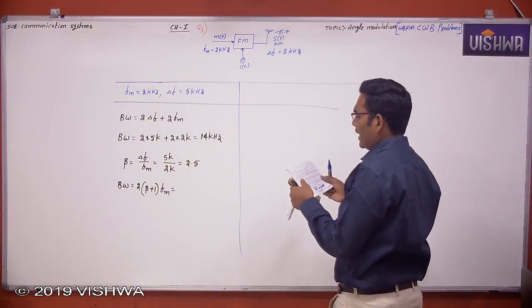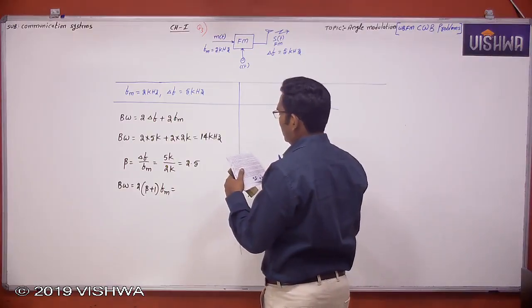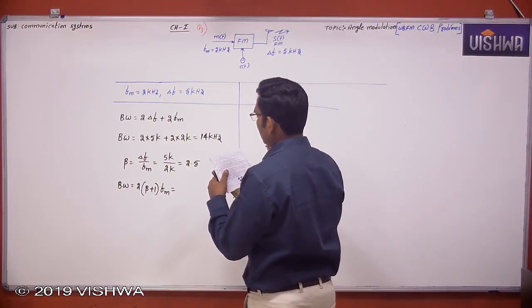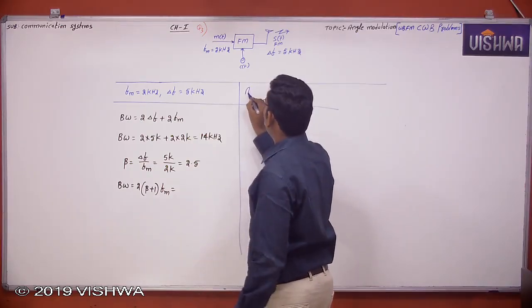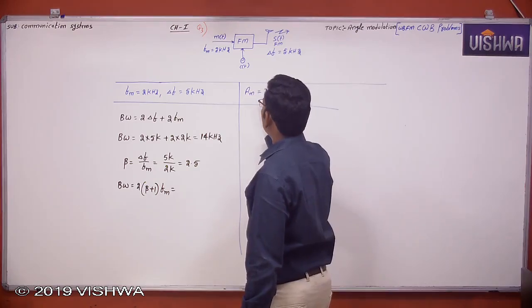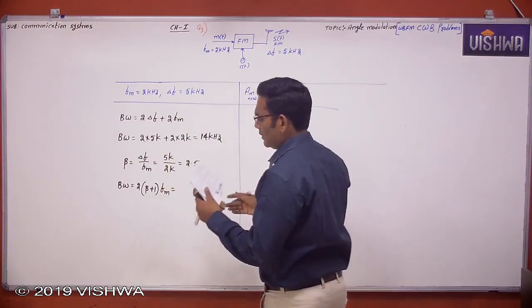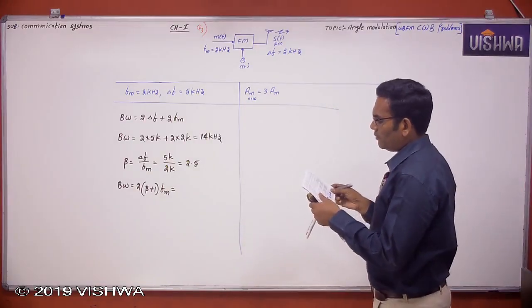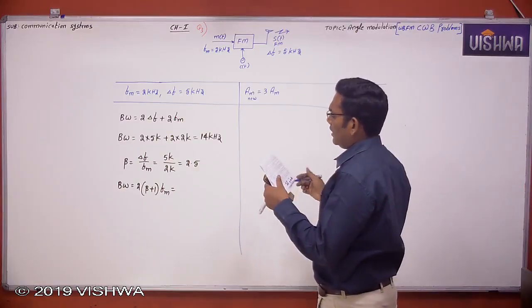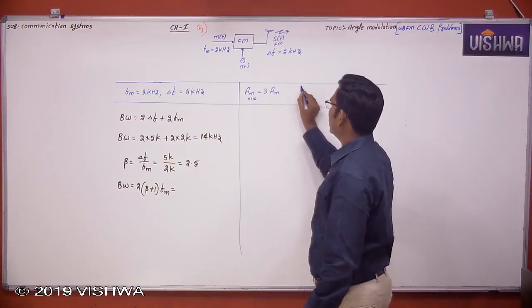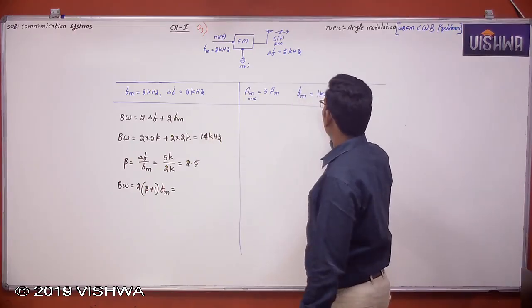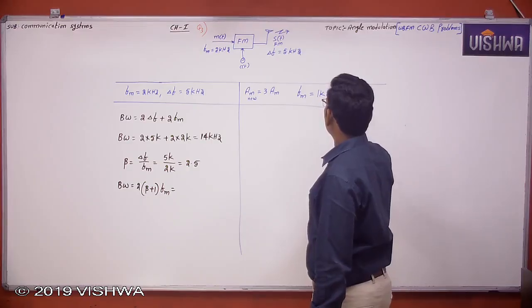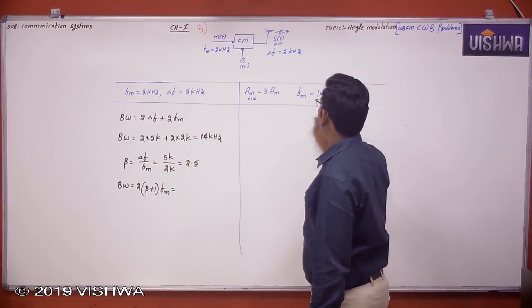Now repeat the above calculation. The amplitude of the message signal is increased by a factor of 3 and the frequency is decreased to 1 kHz. The frequency is decreased, means previously 2 kHz and it is decreased to 1 kHz, which is nothing but Fm by 2.